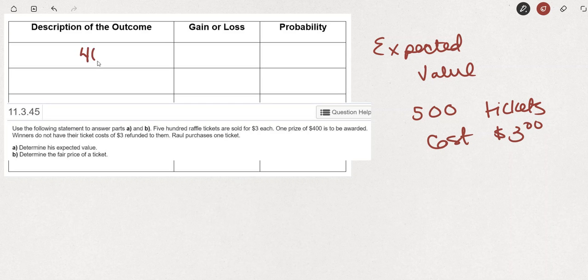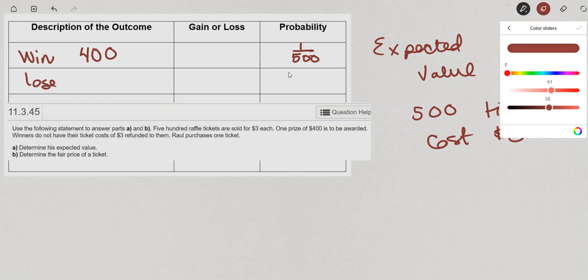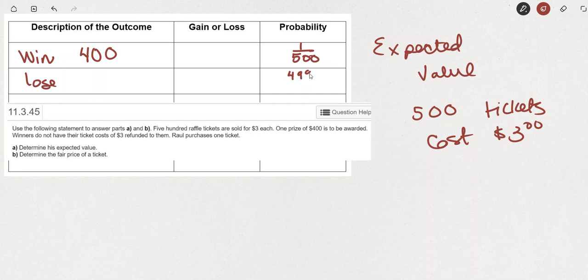So it looks like there's two possibilities. You could either win $400 or you could lose. Out of the 500 tickets, there's only one winner. So one in 500 will win, and that means that 499 of the 500 are going to lose.